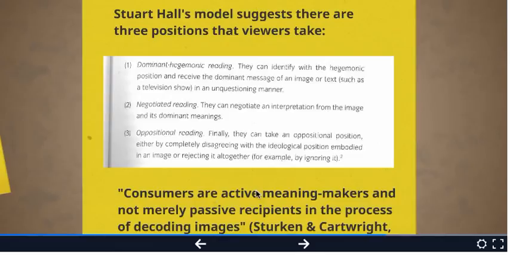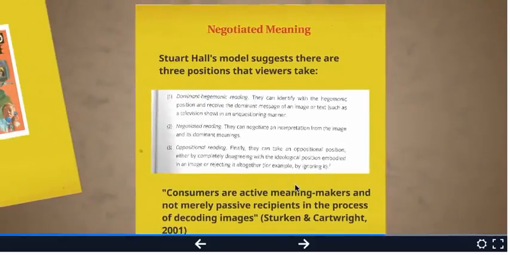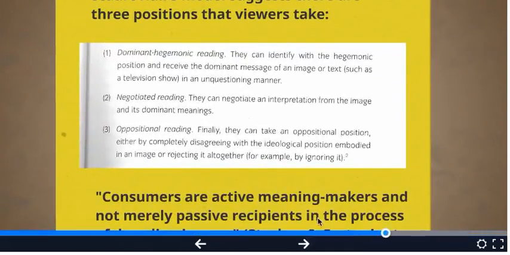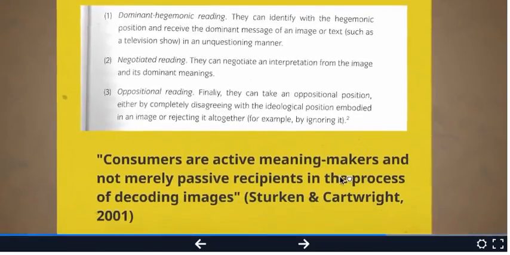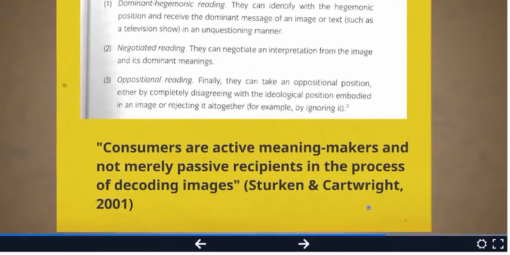In our key text, which I will talk to you about next week, it's called Practices of Looking. This is summed up, and what I'm trying to say is summed up really, is the idea that consumers are active meaning makers. They're not merely passive recipients in the process of decoding images. So when you put something out there, when you're looking at something, meanings will be created and generated by the people who look at it.